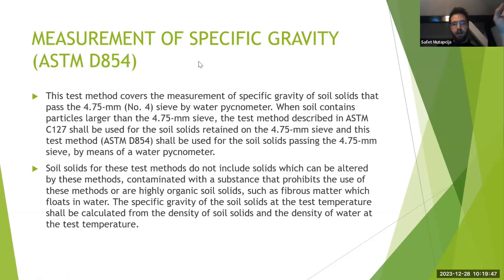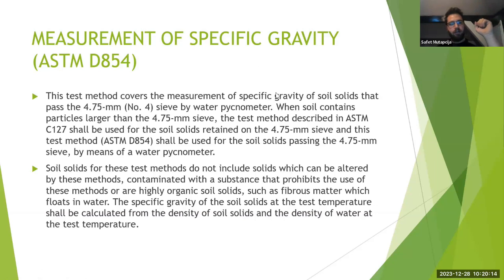This test method covers the measurement of the specific gravity of the soil solids that can pass the number 10 sieve by the water pycnometer. We're going to speak about the hydrometer later, but we already spoke about specific gravity in the previous lecture. We just put there some calculation, just how to get it. Now we're just going to speak about how to do it in the lab.